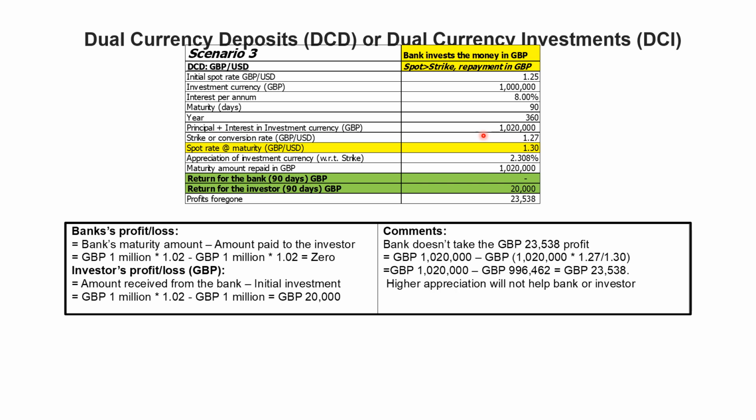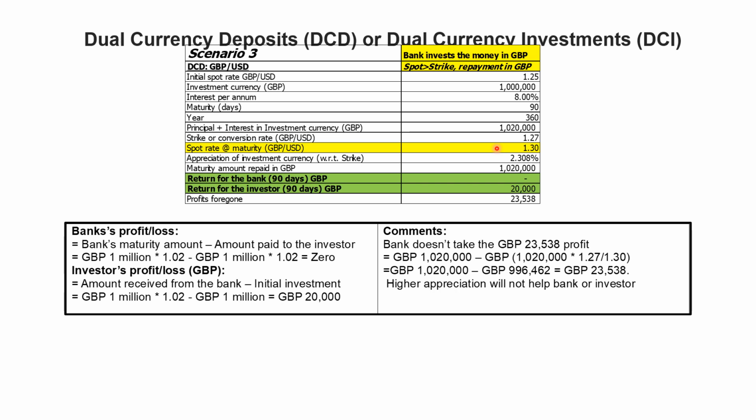In this scenario that we are discussing, scenario 3, the bank invests the money in GBP and the repayment is also done in GBP. The spot rate at maturity is 1.3, which is above the strike rate. Now, normally, a bank would repay the maturity amount in the alternate currency USD because the spot rate at maturity is above the strike rate or the conversion rate.